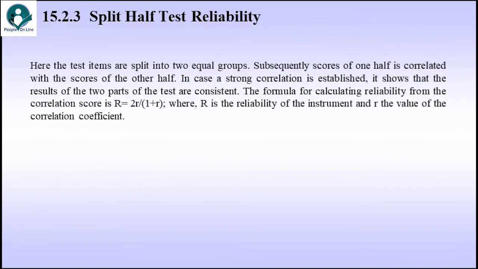Split-half test reliability. Here, the test items are split into two equal groups. Subsequently, scores of one half is correlated with the scores of the other half. In case a strong correlation is established, it shows that the results of the two parts of the test are consistent. The formula for calculating reliability from the correlation score is R, that is capital R, which is reliability, is equal to 2 into small r, the correlation coefficient, divided by 1 plus r.